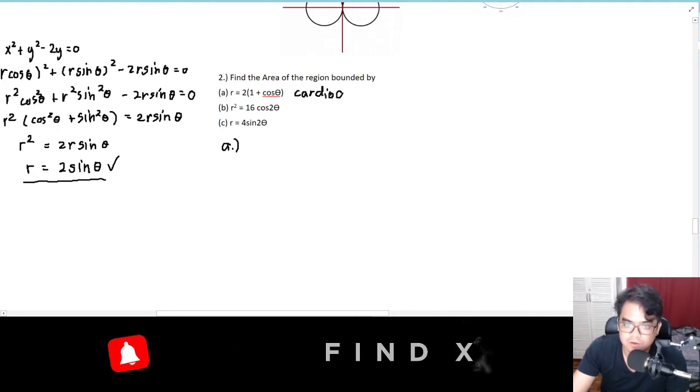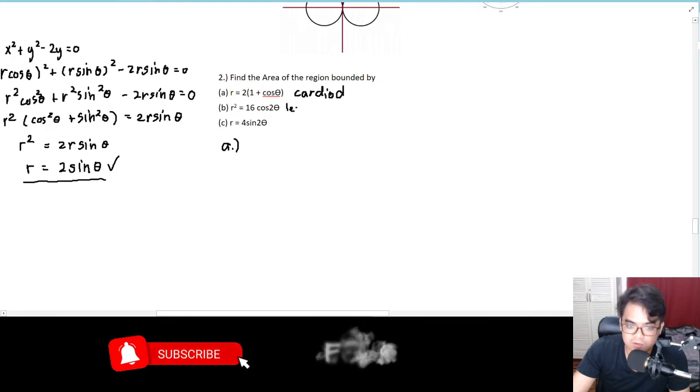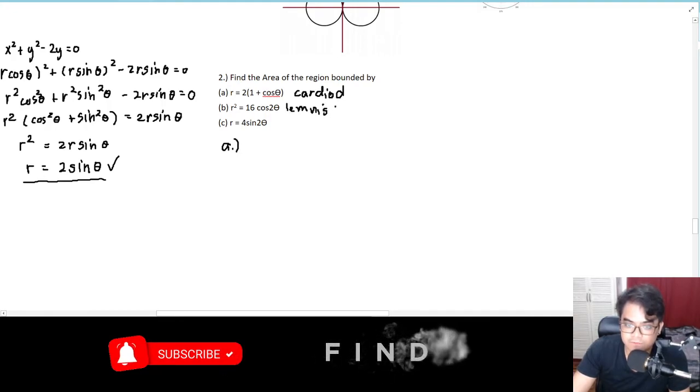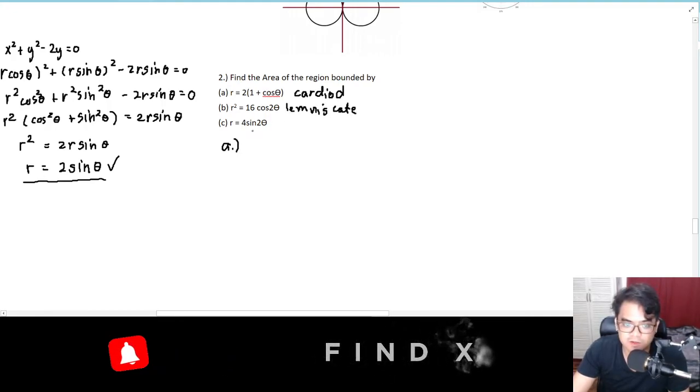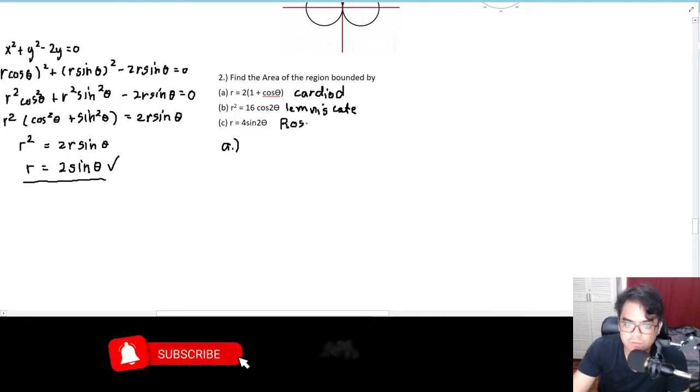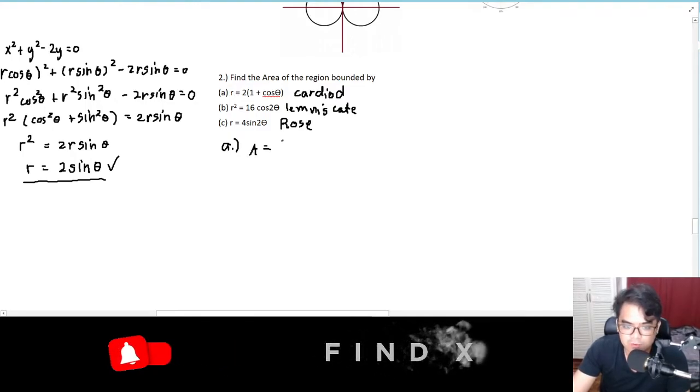Okay? And then this is r squared equal to 16 cosine theta. That is a lemniscate, or the infinity sign. And then for the last one, that's r equal to 4 sine 2 theta. That is a rose.